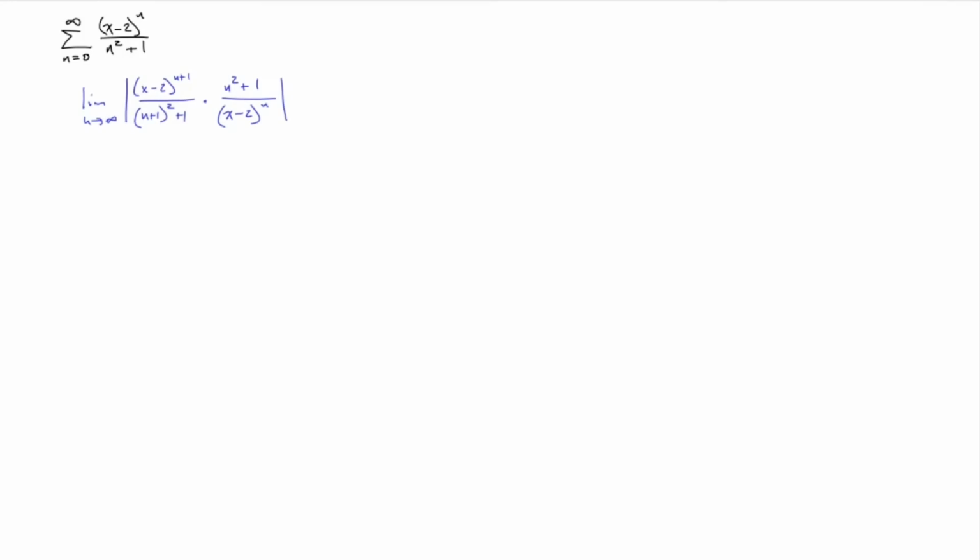All right, we use the ratio test to determine where this converges. It's the limit as n goes to infinity of the absolute value of the n plus 1th term divided by the nth term. We can do a little bit of simplifying. x minus 2 to the n plus 1 is x minus 2 to the n times x minus 2, so the x minus 2 to the n's cancel. And then in the denominator, all I've done was expand n plus 1 squared. That's n squared plus 2n plus 1. And when you add 1 to that, you get n squared plus 2n plus 2.